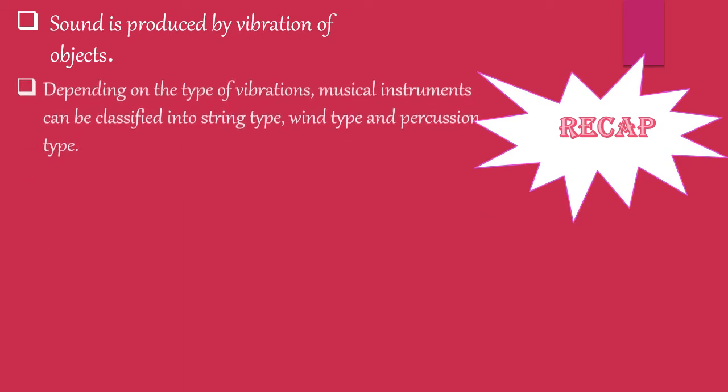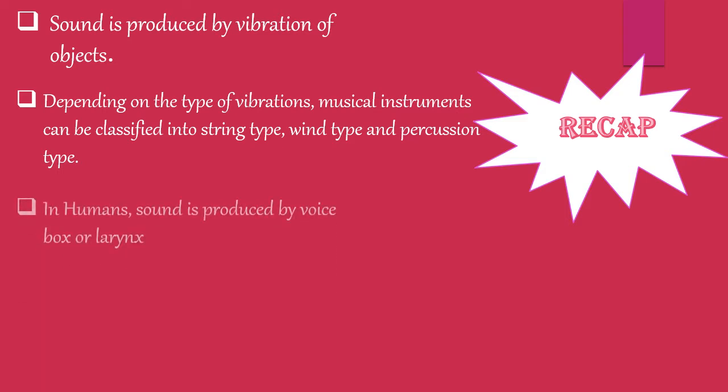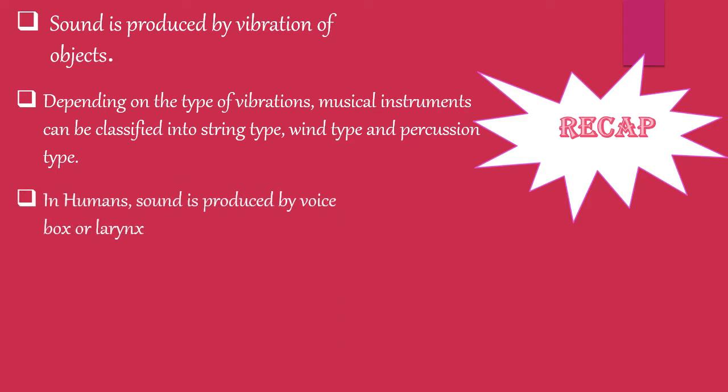Children, before going into the topic, let us have a quick recap of what we studied in the last two videos. We'll look into it one by one. Sound is produced by the vibration of objects. Depending on the type of vibrations, musical instruments can be classified into string type, wind type and percussion type. In humans, sound is produced by the voice box or larynx. We studied how the sound is produced.